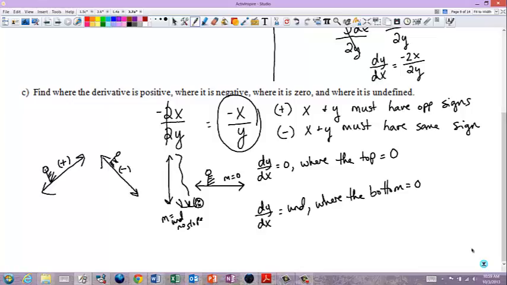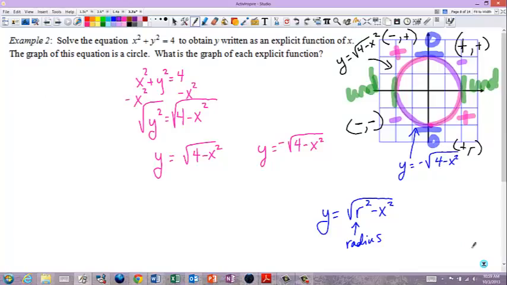When you're doing just regular slope fractions, like up 1 over 1, down 1 over 1, how did we get no slope here? It had to be a number over 0, and in order to give you 0 slope, it had to be 0 over a number. So the derivative is 0 where the top is 0, and it's undefined where the bottom equals 0. Because if you look at your tangent lines, the bottom is 0 here, and the top is 0 there.